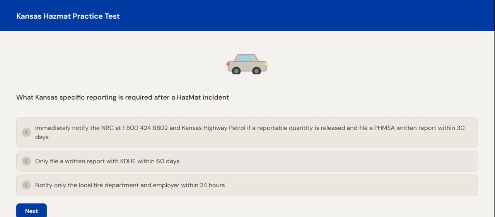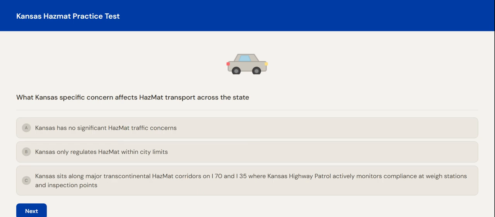Next question. What Kansas-specific reporting is required after a hazmat incident? Notify the NRC, the Kansas Highway Patrol, and file a written report within 30 days. Kansas law mirrors federal requirements but emphasizes immediate local law enforcement notification.